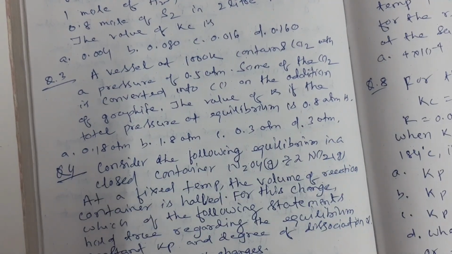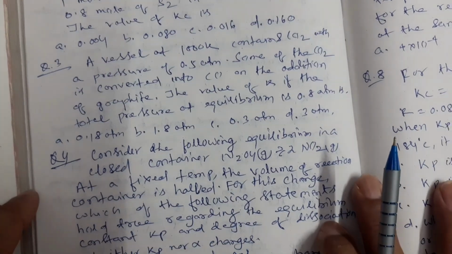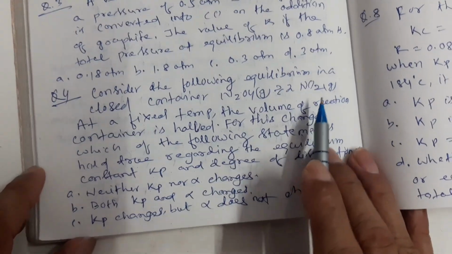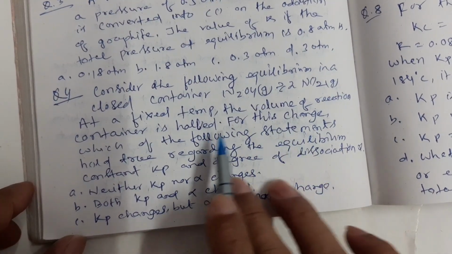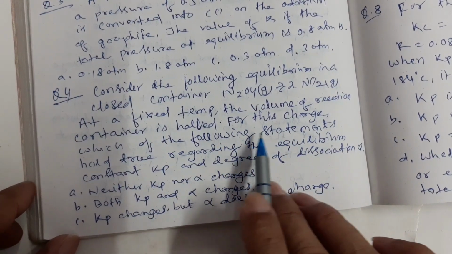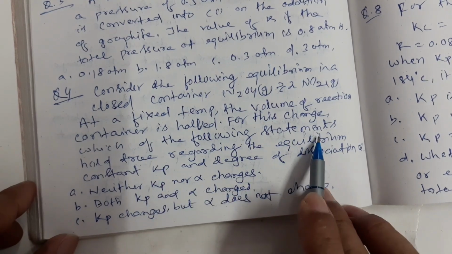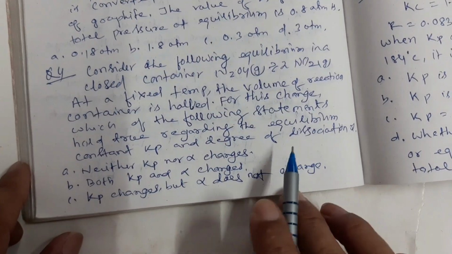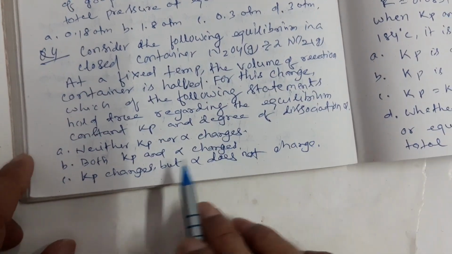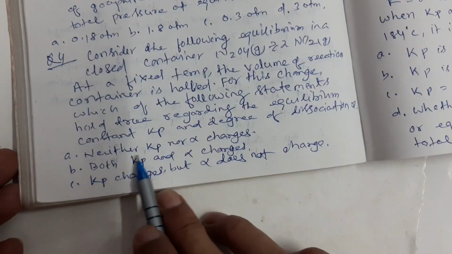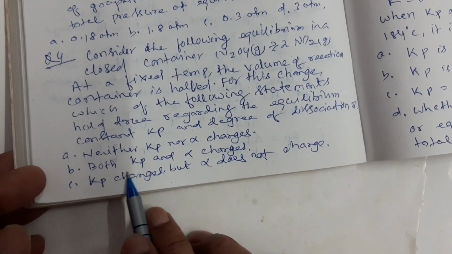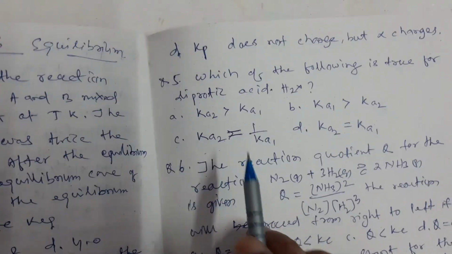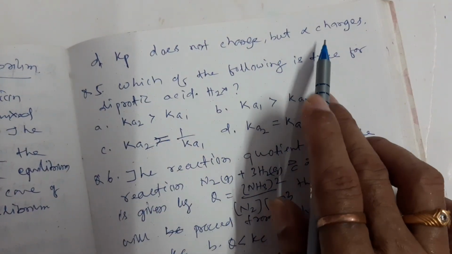Okay, next question. Consider the following equilibrium in a closed container: N2O4 ⇌ 2NO2 gas at a fixed temperature. The volume of the reaction container is halved. For this change, which of the following statements hold true regarding the equilibrium constant Kp and degree of dissociation? These are the choices given. A. Neither Kp nor alpha changes. B. Both Kp and alpha change. C. Kp changes but alpha does not change. And choice D. Kp does not change but alpha changes.